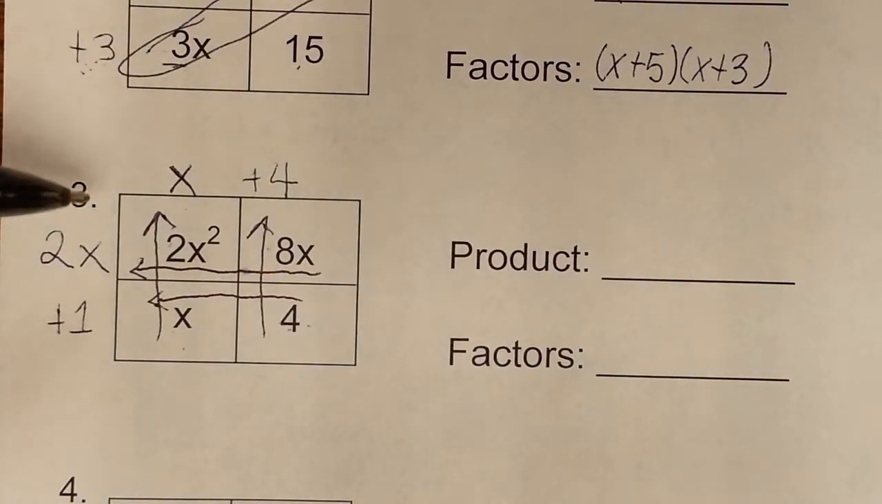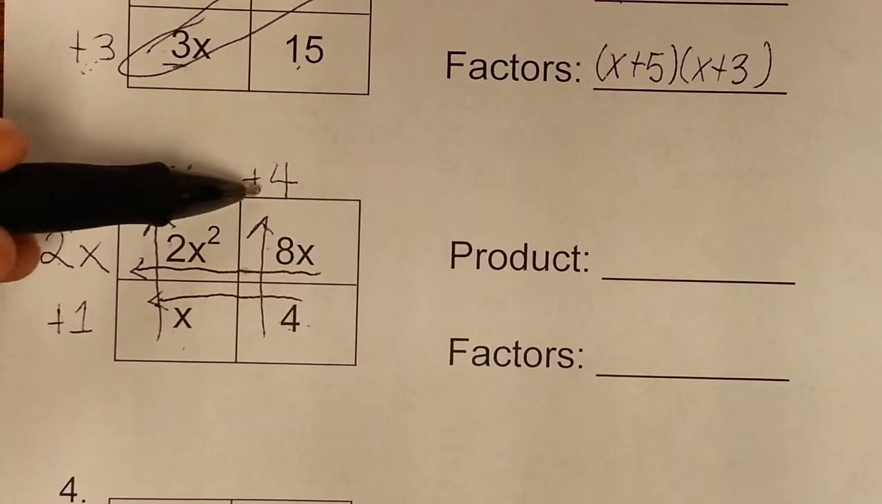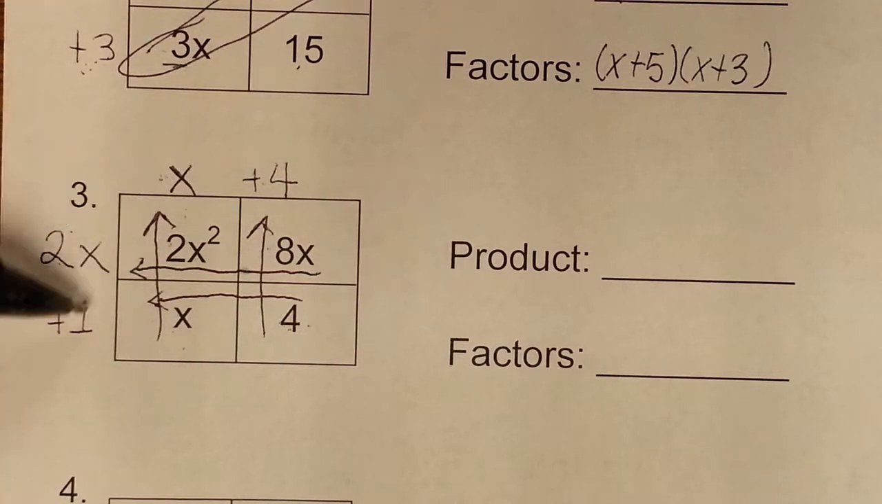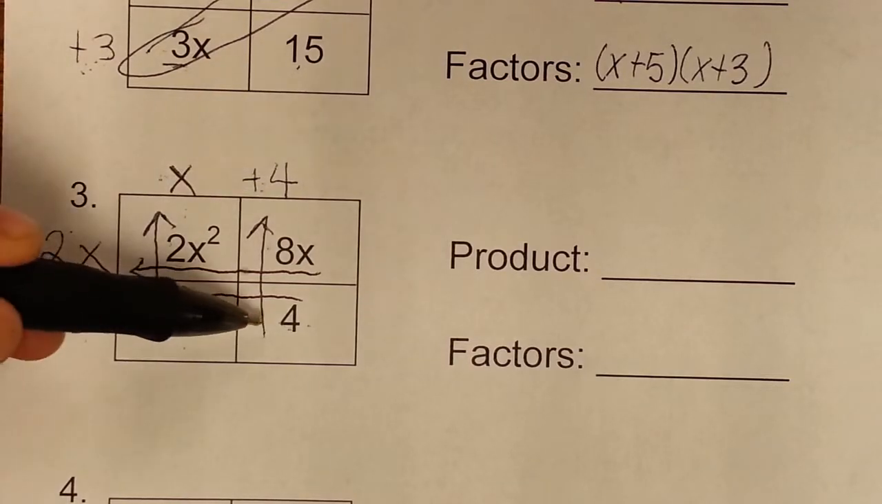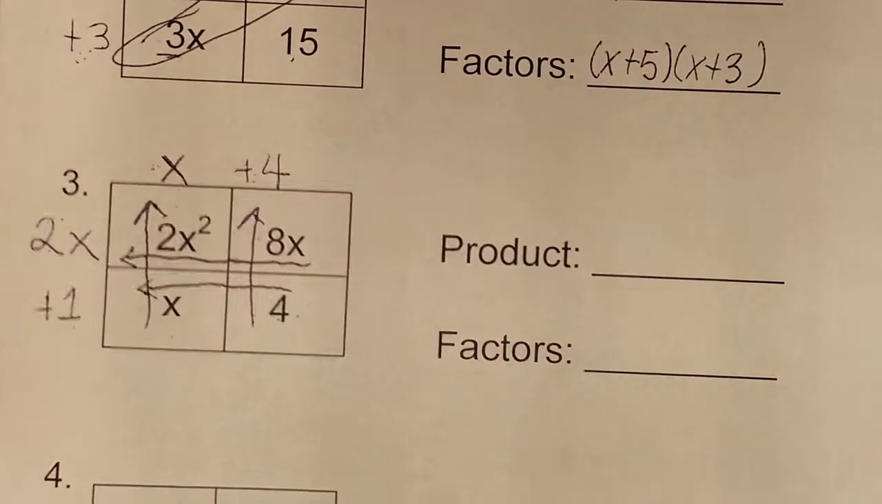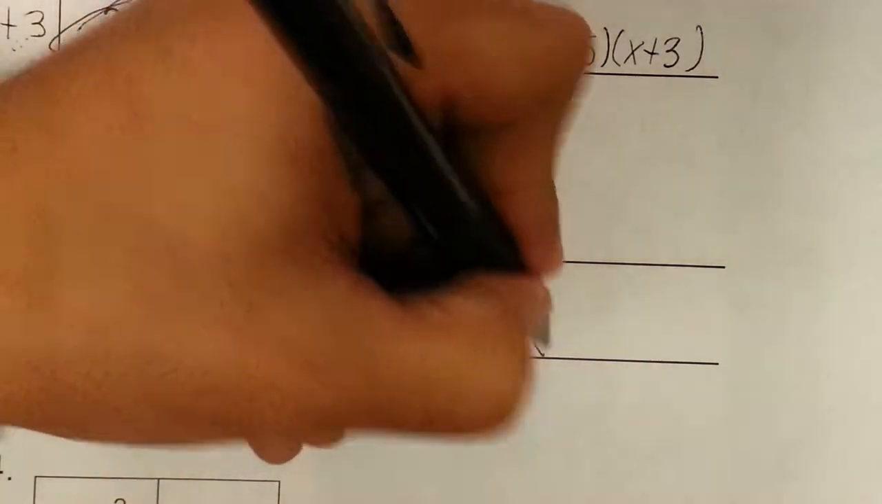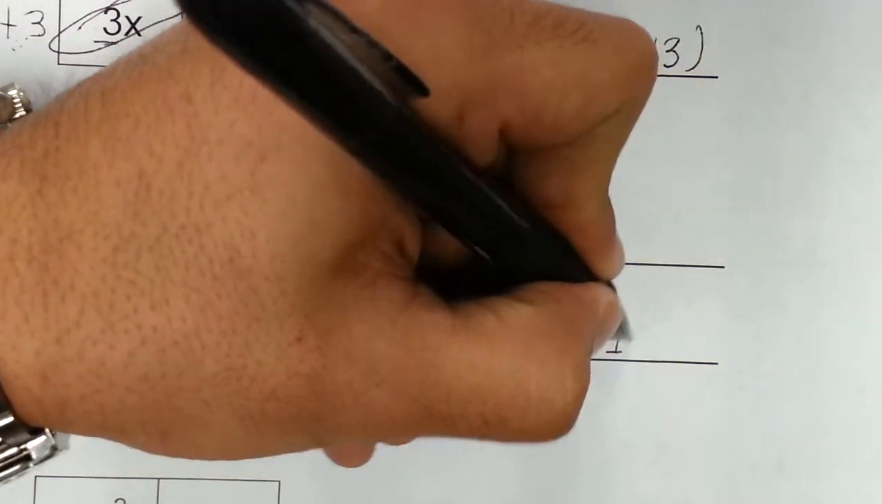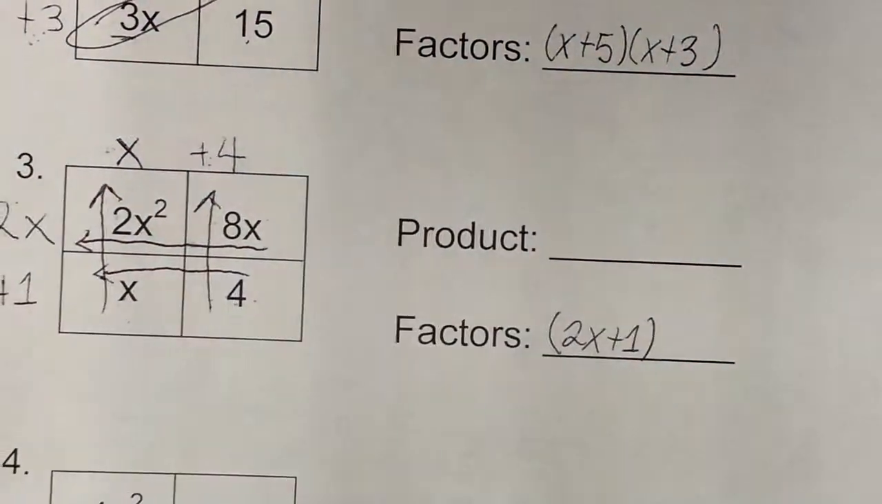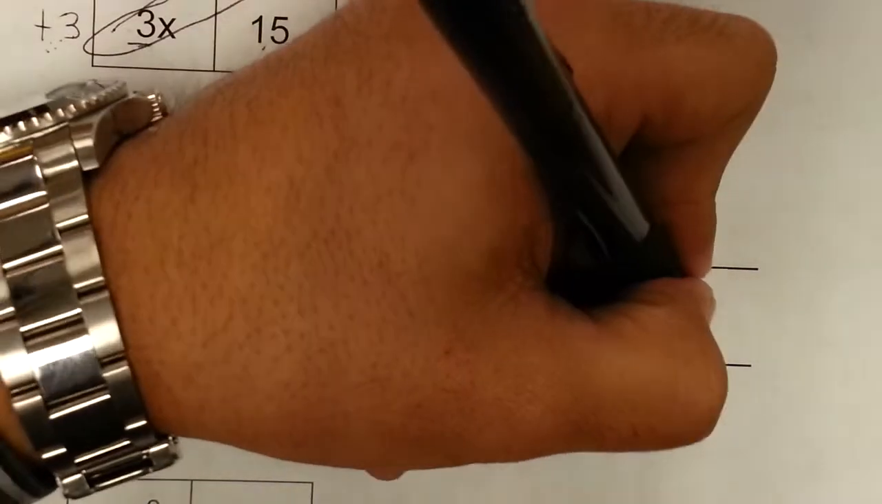Now let's check if this works. If we've got 2x times x, that gives us 2x squared. 2x times positive 4 gives us 8x. X times 1 gives us x. And positive 4 times positive 1 gives us 4. It looks like we have our factors. So along the side, we have the 2x plus 1. And we also have along the top an x plus 4.